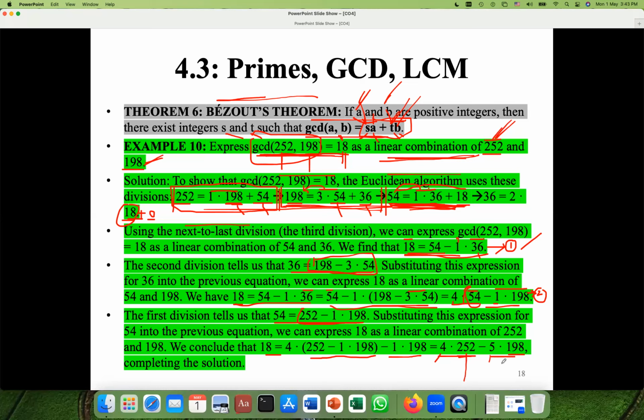This is what you want. This is your A and B. Now your A and B are there. And if you have the A and B there, then these coefficients that you have are the final coefficients that you needed for finding the linear combination of 252 and 198. Clear?